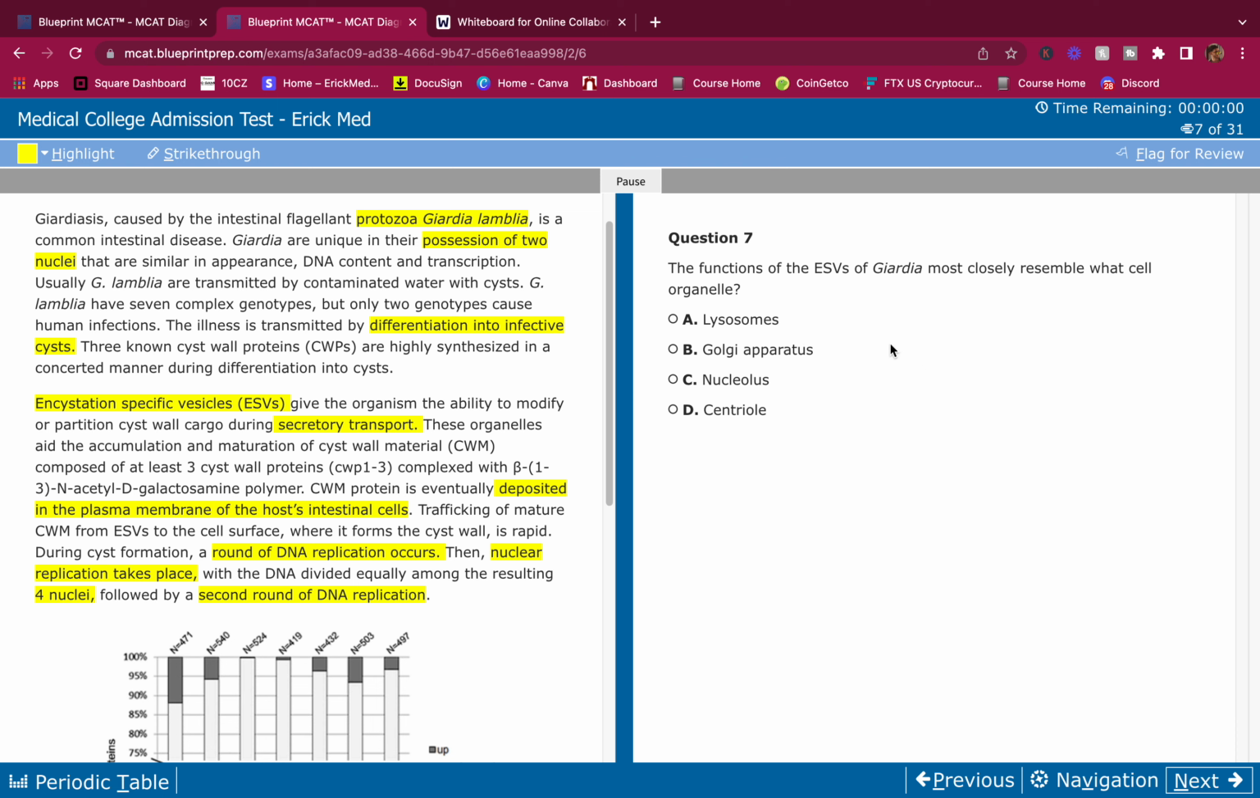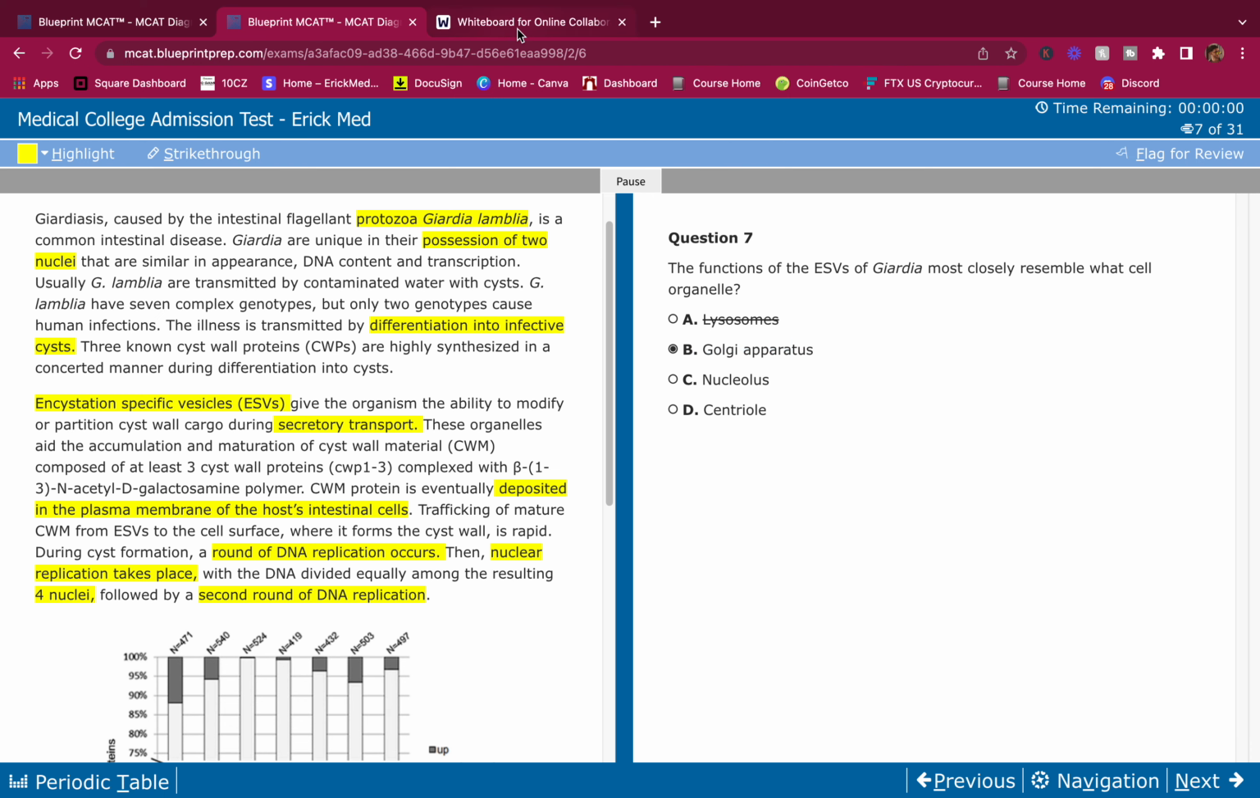The functions of the ESVs of Giardia most closely resemble what cell organelle? ESVs are encystation-specific vesicles that function in secretory transport. That's pretty easy, guys. Lysosomes have nothing to do with this. Lysosomes break down stuff. They have those enzymes in there, it's pretty acidic, they digest and break down. So the answer is not A. Golgi apparatus, I like this answer a lot.